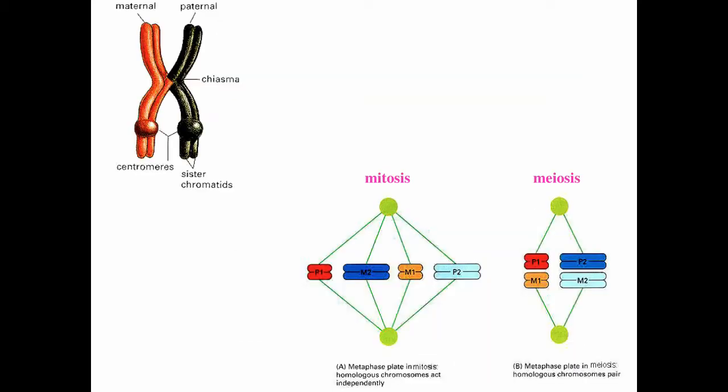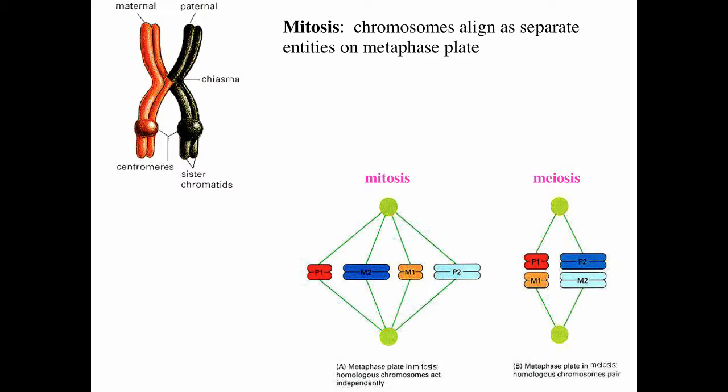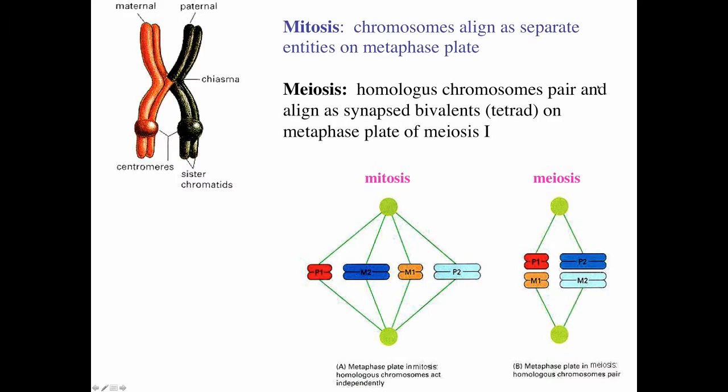Just some points to wrap up about meiosis versus mitosis. In mitosis, chromosomes align as separate entities on a metaphase plate. That's what's shown here. In meiosis, homologous chromosomes pair and align as synapsed bivalents, or tetrads, on the metaphase plate of meiosis 1. So, for example, let's compare these two figures.